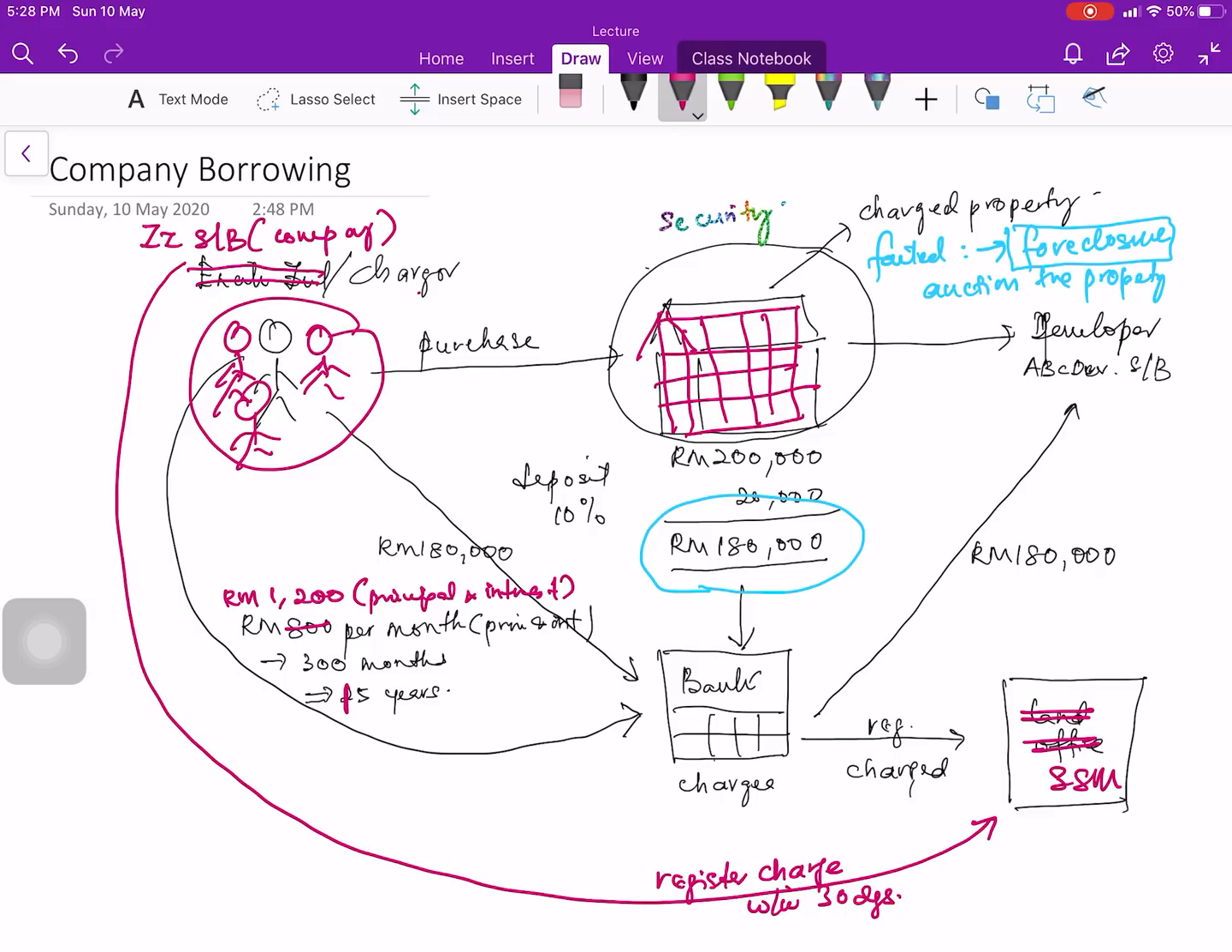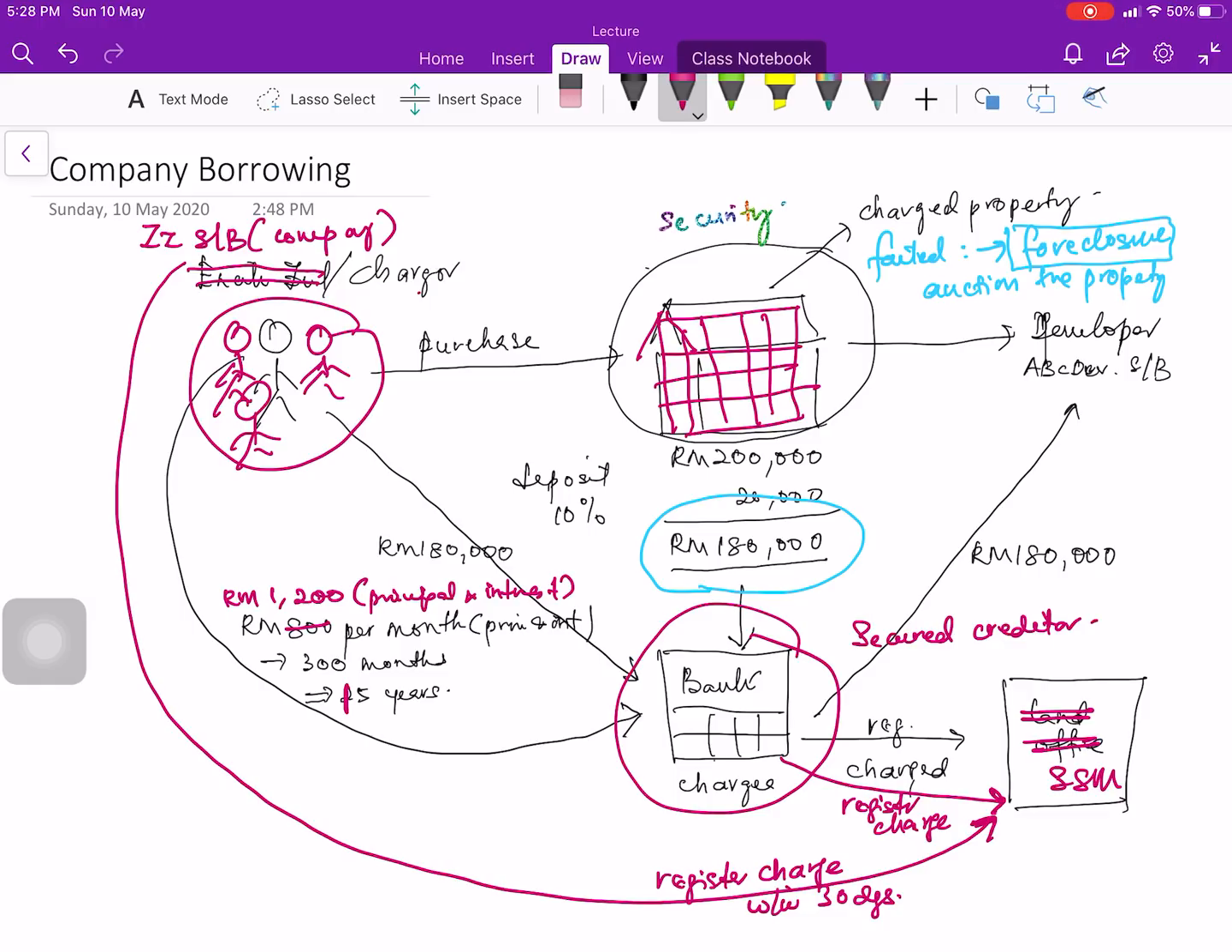But the normal procedure nowadays, as we're going to read further: if you fail to register with SSM, the charge is void. So in order to secure their rights, most of the time it is the bank who registers with SSM instead of the company. Once they register the charge, the bank becomes the secured creditor. This is a fixed charge.